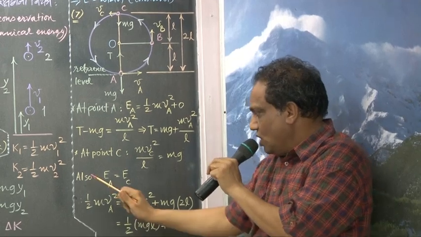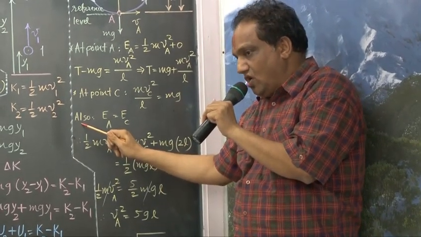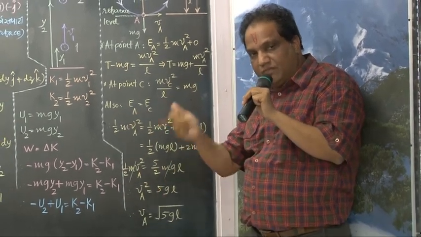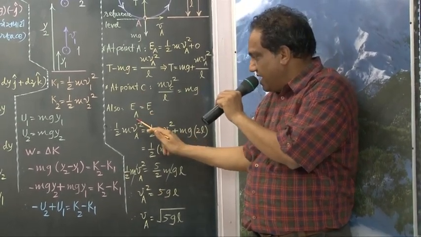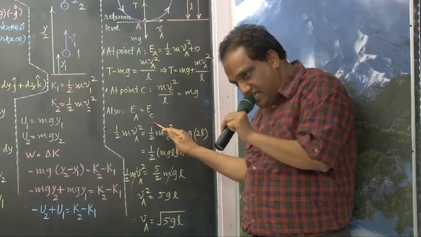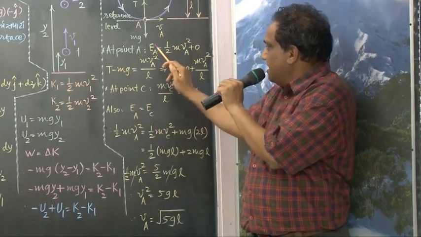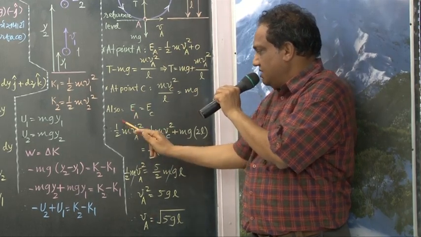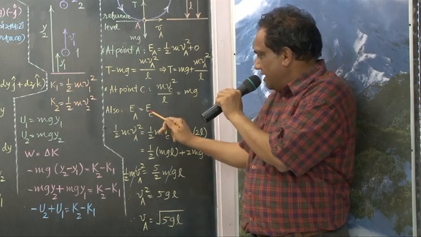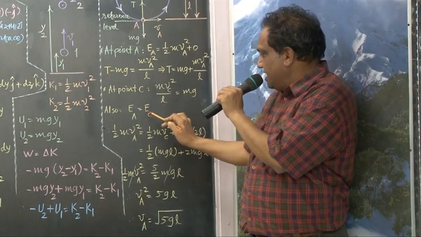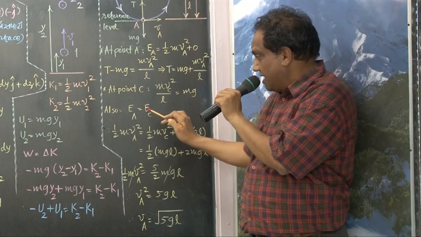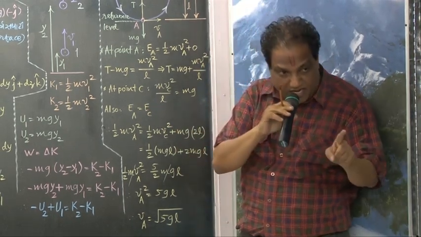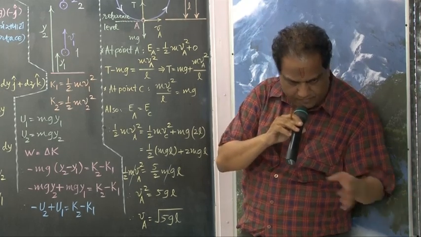Fine. Also, according to the law of conservation of mechanical energy, whatever is the mechanical energy at point A, the same is the mechanical energy at point C. What is EA? EA is 1 by 2 m va square. And EC is how much? EC means mechanical energy at point C. Mechanical energy means summation of kinetic and potential.